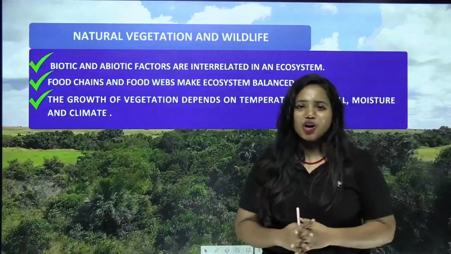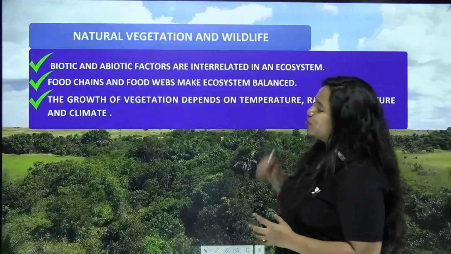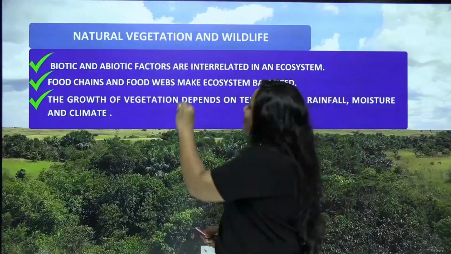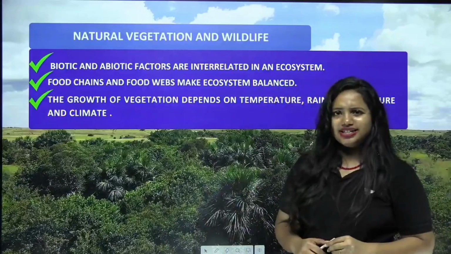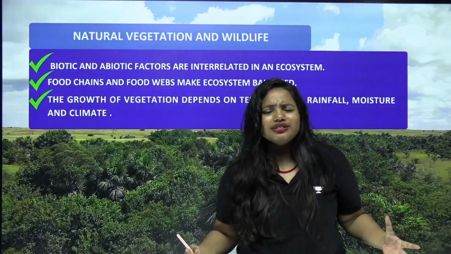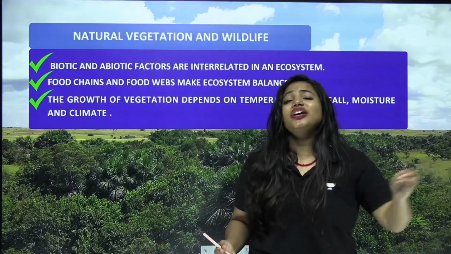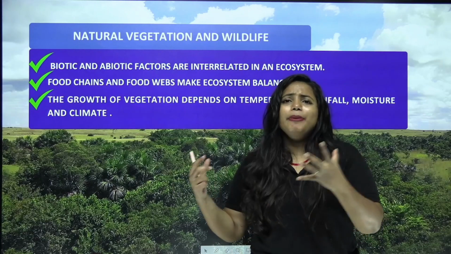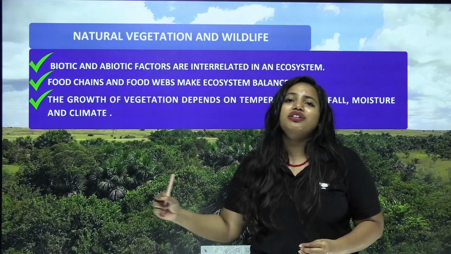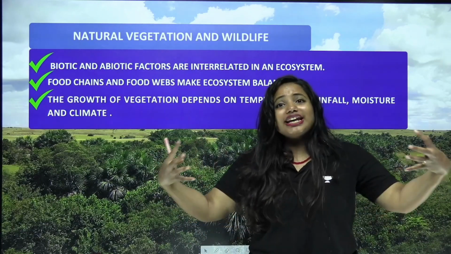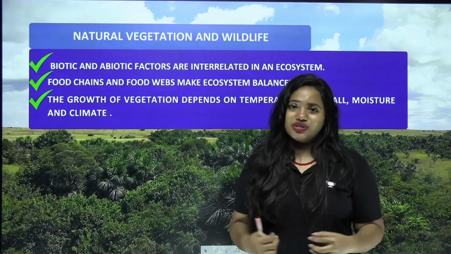And now we are going to talk about natural vegetation and wildlife. Biotic and abiotic factors are interrelated. What are these biotic factors? Biotic factors are living organisms, whereas abiotic factors are non-living factors of an ecosystem. So these are interrelated in an ecosystem.